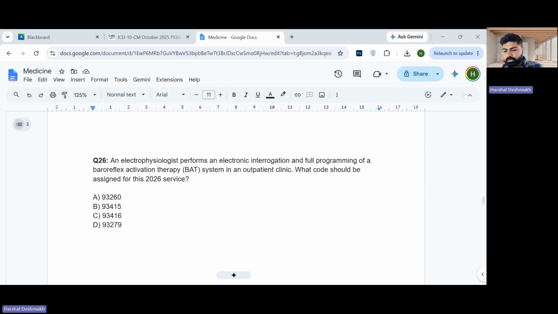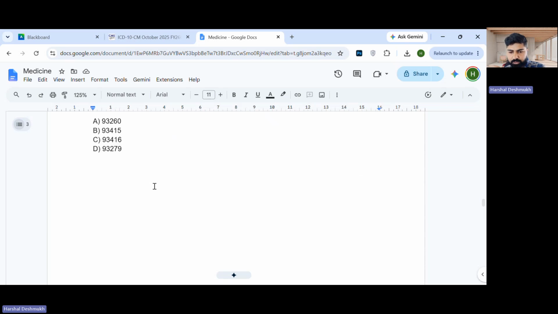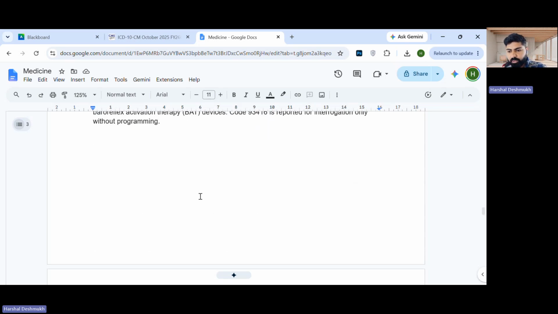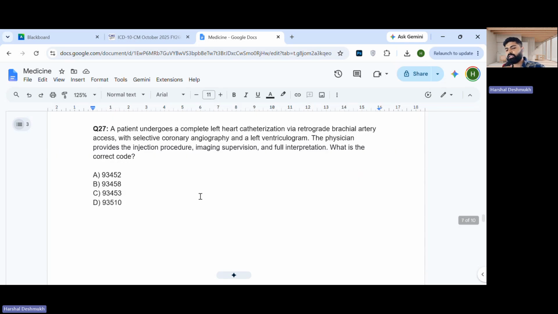All right, time to answer the question. The answer to question number 26 is option B, for 415, as this is the code for the interrogation and programming of BAT devices. All right, moving on to the next one, question number 27.